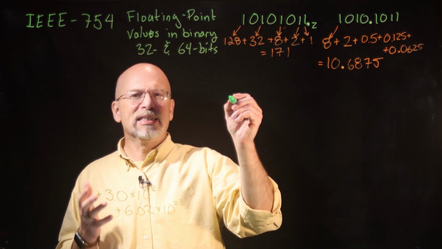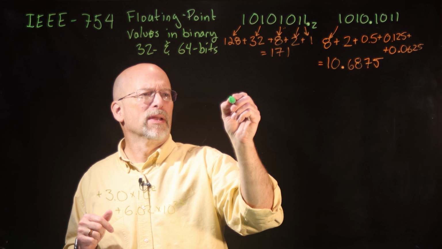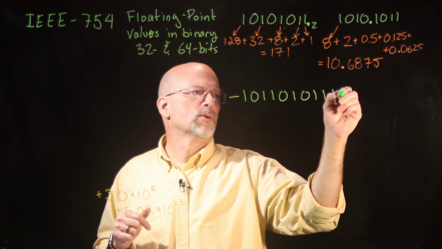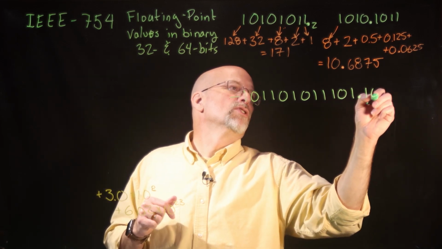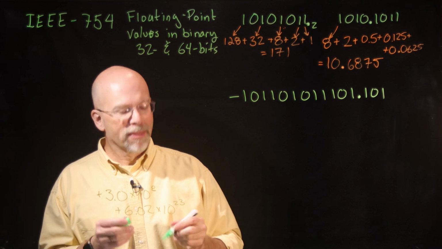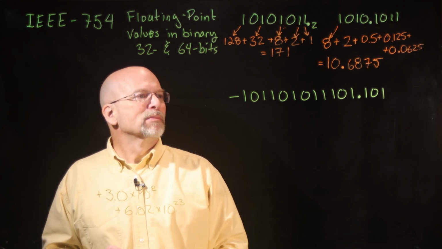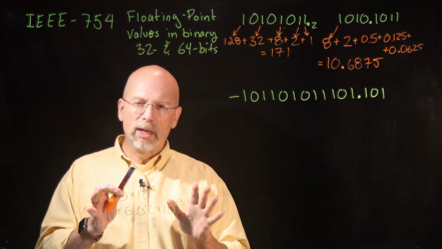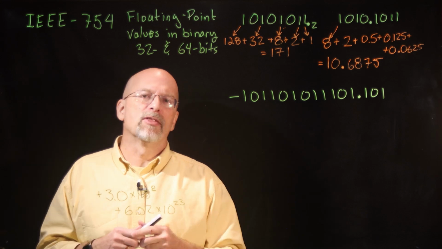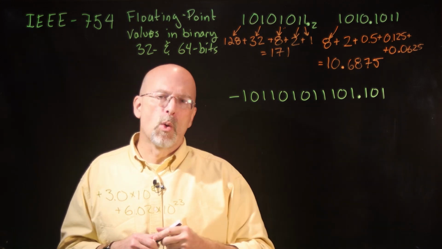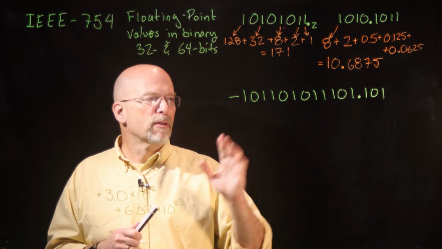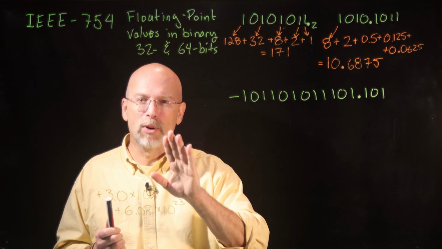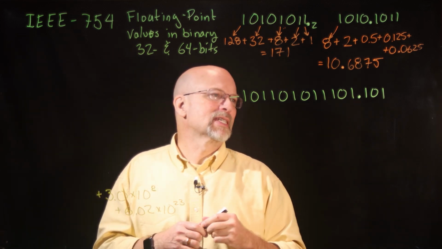So what if I've got, let's make a fairly large number. How about negative 101101010101.101? Okay. Now, that number could probably be represented with 32 bits in fixed point, but what we really want to do is not limit ourselves by the number of bits to limit where that point is going to be. So what we need to do is convert this to binary floating point.